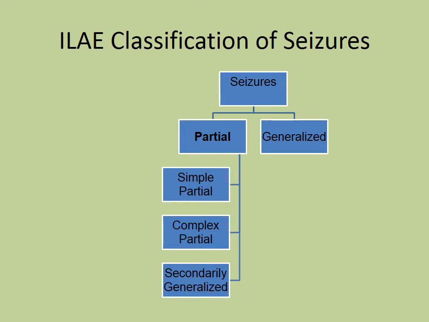So the distinction between simple and complex partial seizure is critical because activities such as driving and operating dangerous machinery could be restricted in patients with uncontrolled complex partial seizures. Restrictions for people with only simple partial seizures depend on the specific seizure manifestations.